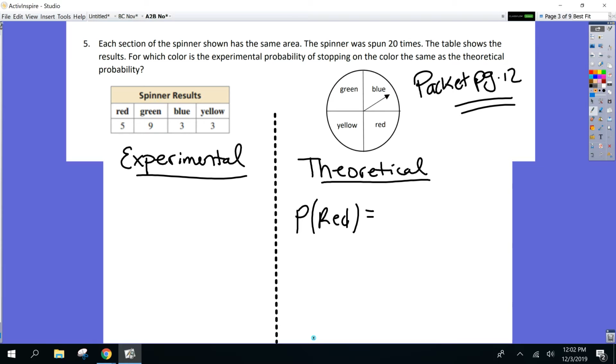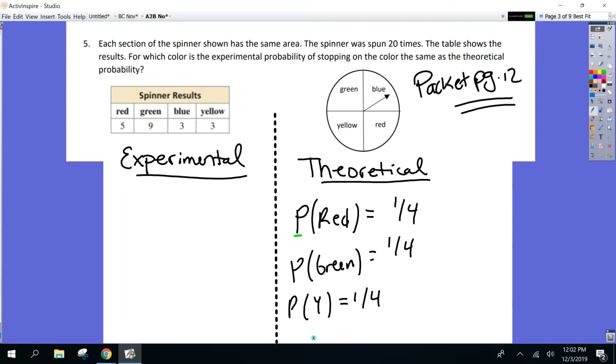1 out of 4. And also, I'm going to do a lot better job here of my notation. P for probability, and then whatever's inside the parenthesis is what we're looking for. Let's keep going here. What's the probability you get a green? Green is also 1 out of 4. They're all going to be 1 out of 4. Everyone see that is theoretical, what you should be getting. So green, yellow is a quarter, and so is blue.